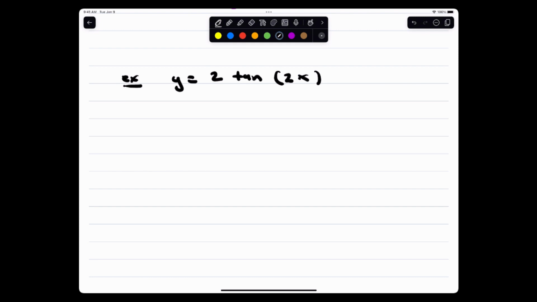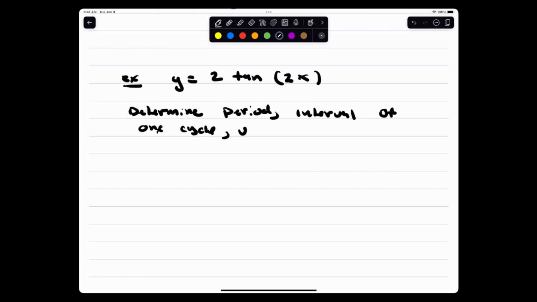Now, what you want to do always is the following here. You're going to determine the period, the interval of 1 cycle, and your vertical asymptotes, and I'm going to find this thing called an x-intercept, okay? This is the idea behind graphing tangent.